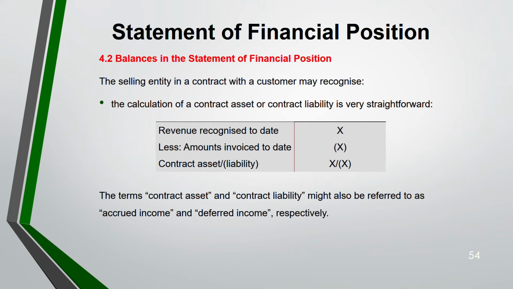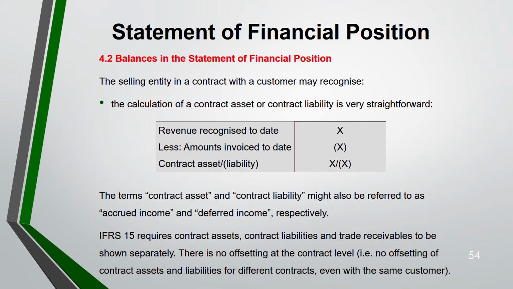Now, IFRS 15 requires you to show the contract asset, contract liability, and trade receivable separately. You cannot offset a contract asset with a contract liability, even if that contract is with the same customer. So no offsetting of contract assets or contract liabilities for different contracts, even with the same customer. And otherwise also it's not allowed.